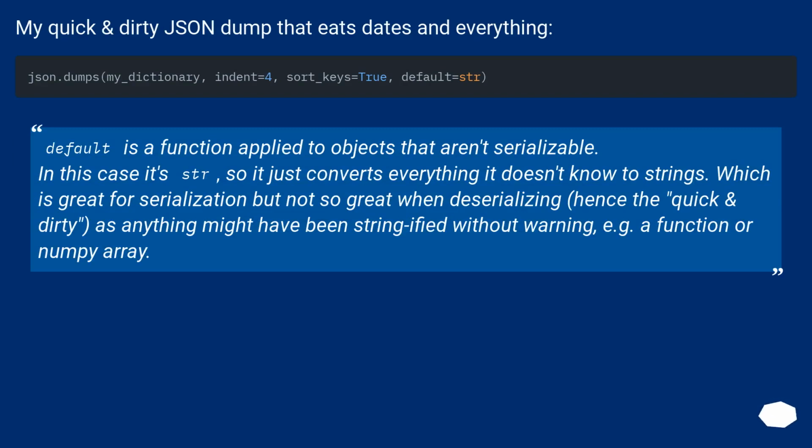My quick and dirty JSON dump that eats dates and everything. Default is a function applied to objects that aren't serializable. In this case it's str, so it just converts everything it doesn't know to strings. Which is great for serialization but not so great when deserializing, hence the quick and dirty, as anything might have been stringified without warning, for example a function or NumPy array.